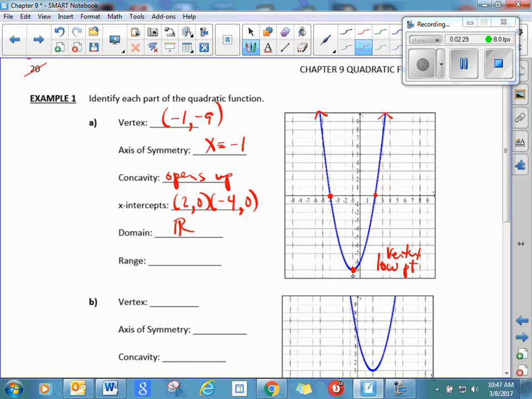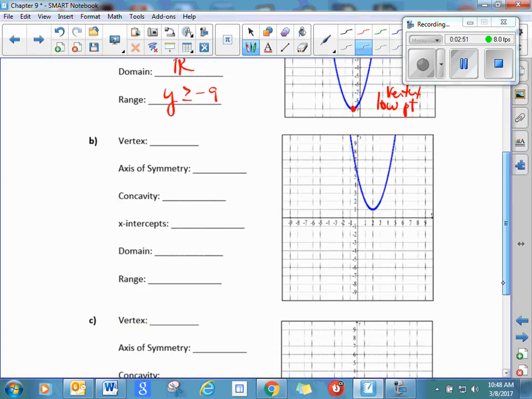However, the range is this lowest point right here. This is this point right here, -1, -9. There will never be a lower point on the y-axis. So we will say that our range is y. The y values are greater than or equal to -9. So let's do this second example real quick.